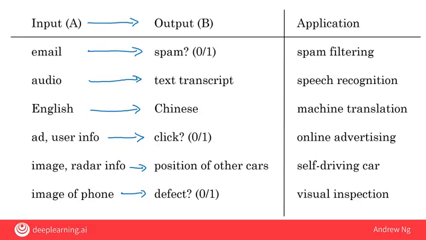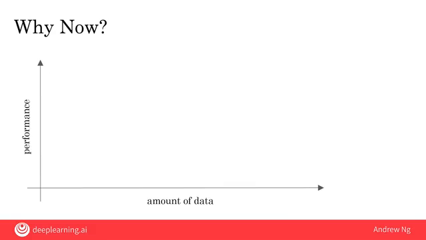When my friends ask me, hey Andrew, why is supervised learning taking off now? There's a picture I draw for them, and I want to show you this picture now, and you may be able to draw this picture for others that ask you the same question as well. Let's say on the horizontal axis, you plot the amount of data you have for a task. So for speech recognition, this might be the amount of audio data and transcripts you have.